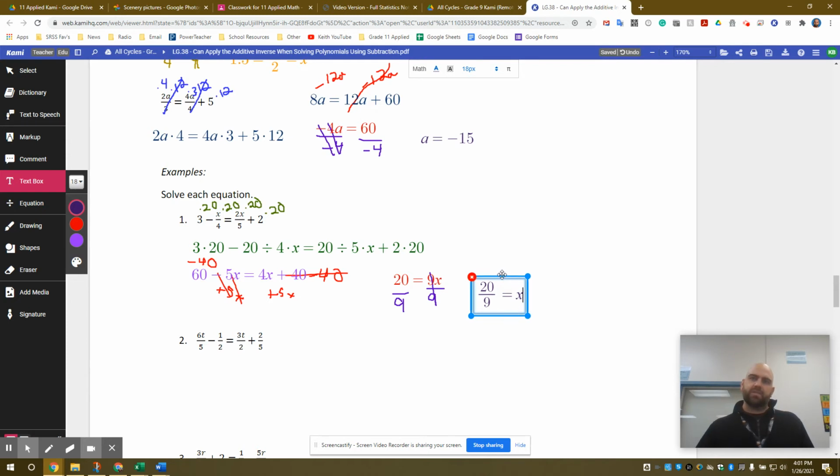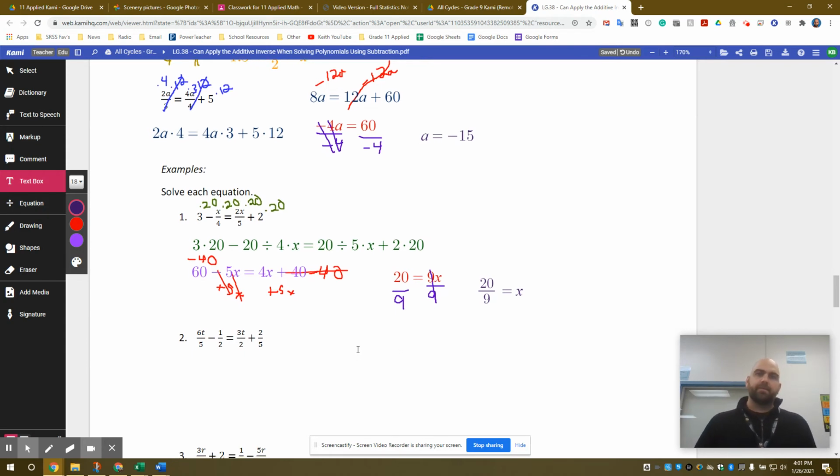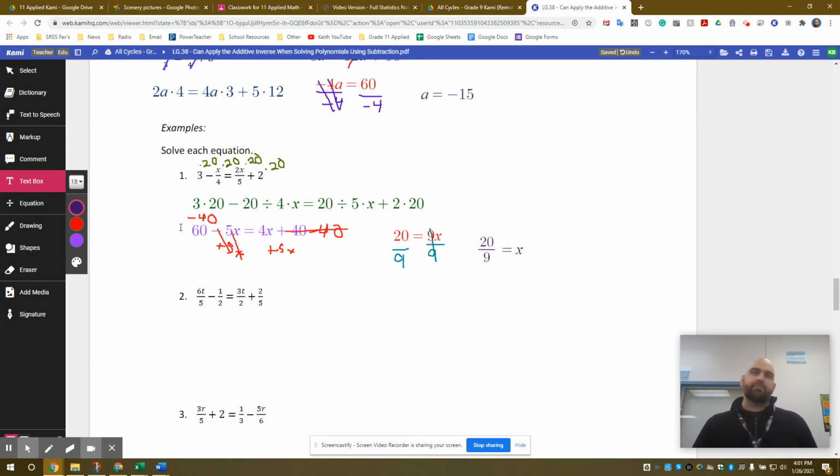So x is 20 over 9, which is the same as 2 and 2/9, which would be like 2.2 repeated, I believe. That's without using a calculator. Let's see if 20 divided by 9. Yep, 2.2 repeated. All right, so we multiply by the common denominator and move on from there.